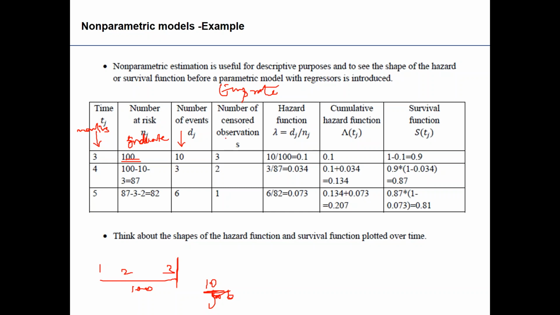And the number of censored observations means out of this 100, I also have 3 students who did not reply. So what I'm doing, I'm approaching all the 100 students, writing an email and asking what happened after the 3rd month. Did you get a job or not? Out of all of these 100, 10 people said yes, we received a job, and 3 people did not even respond.